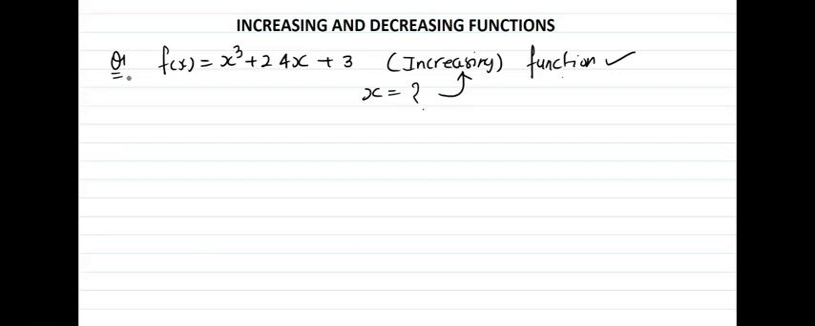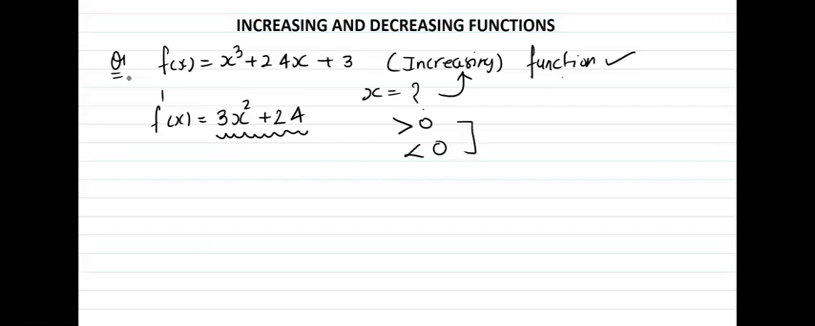So first of all, f(x) is given, find f'(x), which means differentiation. What is the differentiation of x^3? It is 3x^2. And the differentiation of 24x is 24, right? So can you think carefully whether it is an increasing or decreasing function? Is f'(x) greater than 0 or less than 0? Out of these two, which one is correct and why? Anybody?